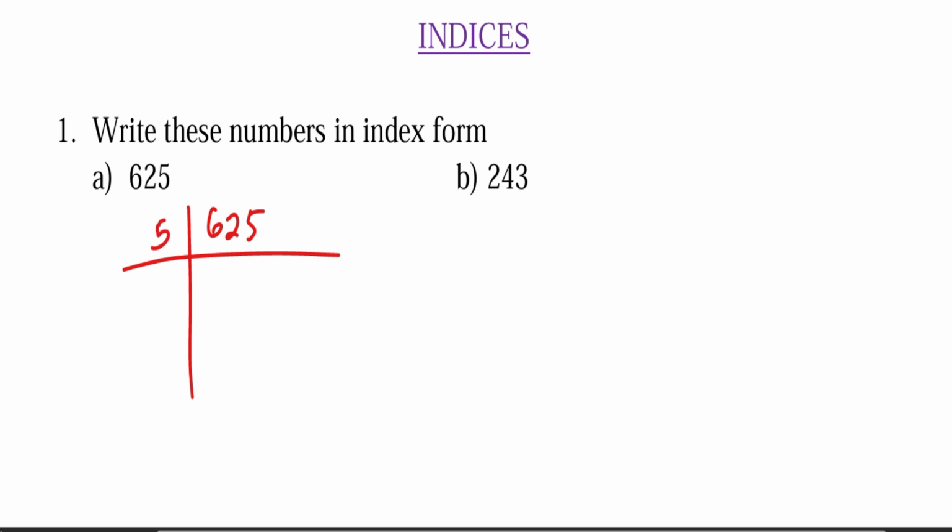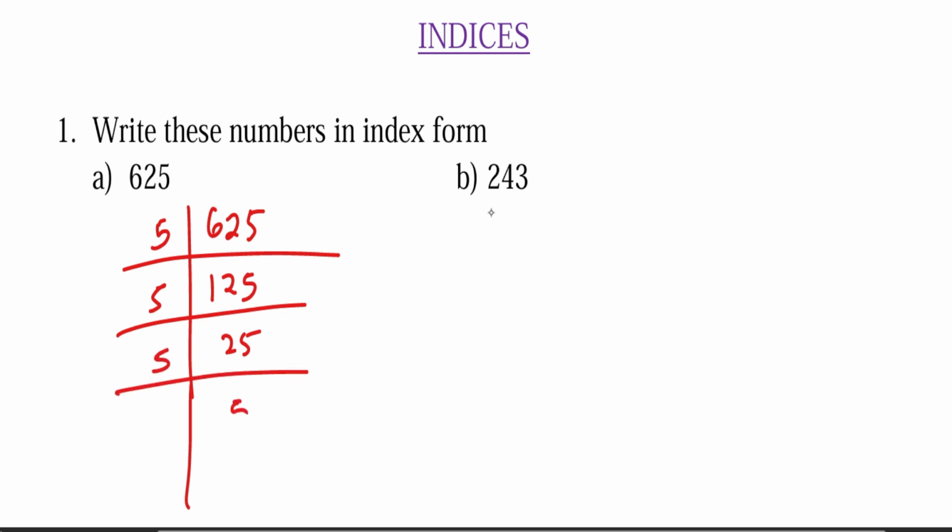Now 625 divided by 5 gives you 125, and we continue dividing until the answer is 1. So you divide continuously by 5. 125 divided by 5 is 25. Then divide by 5 again, then divide by 5 to give you 1. The last number must be 1 there. So this in index form.